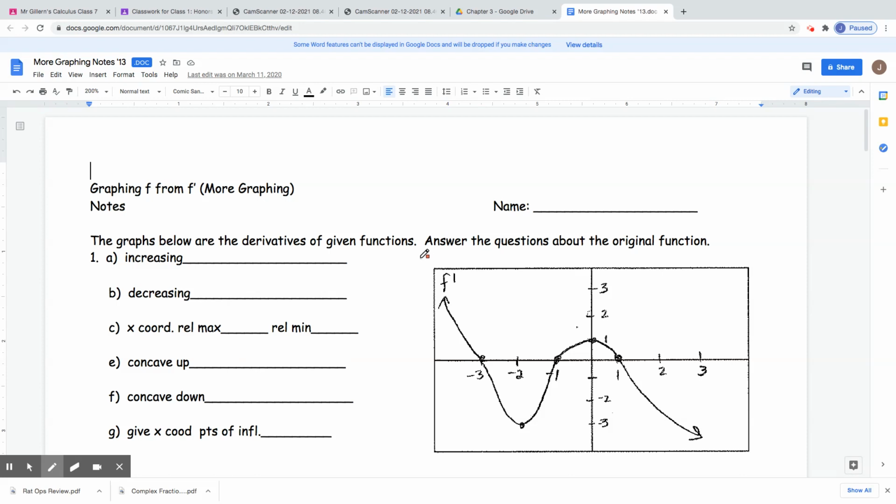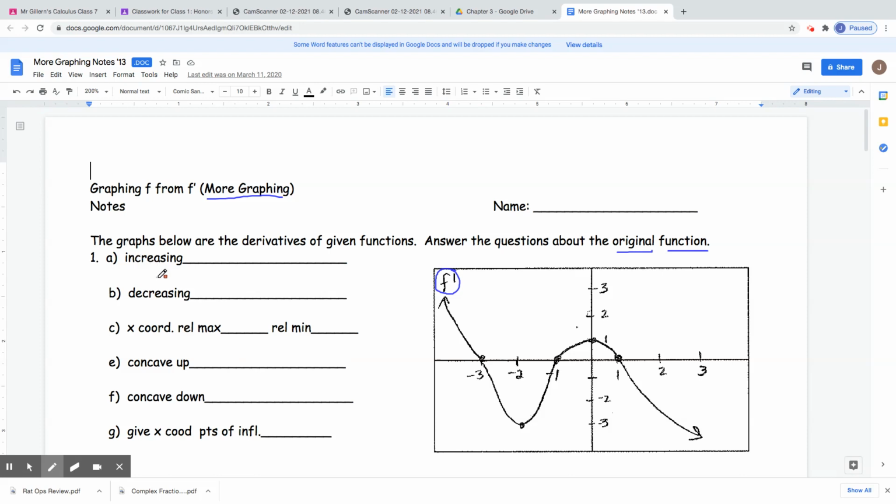All right. So a lot of what we're going to do right here is exactly what we've done in the previous section, where we're still going to do graphing. The section is called, really creatively, more graphing. All right. And what we're going to do is look at the graph of the derivative. So this right here is the graph of the derivative, and we're going to use it to answer questions about the original function.